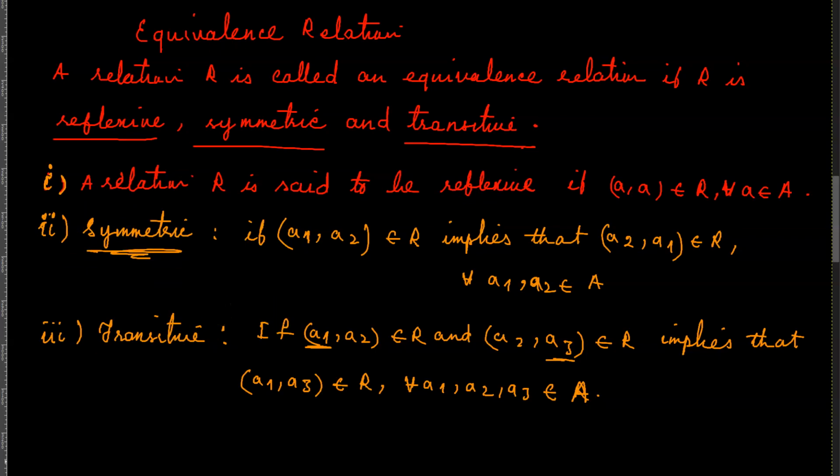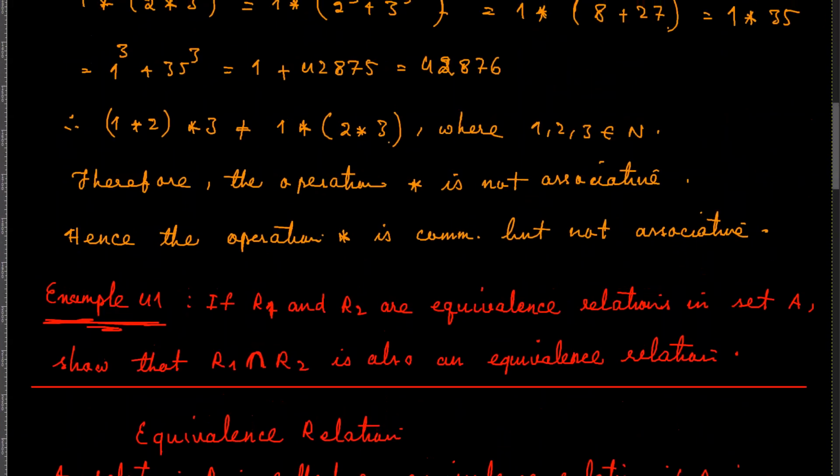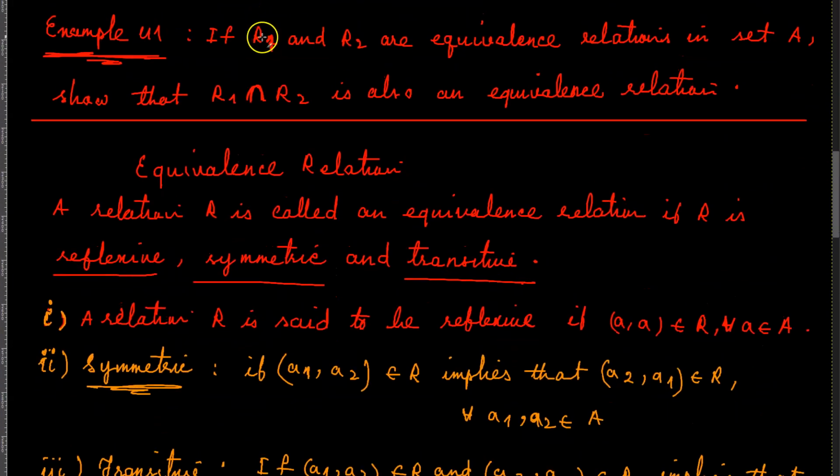Now, the question that we had here, which was page number 26, I suppose, was that we said that if R1 and R2 are equivalence relations in a set A, show that R1 intersection with R2 is also an equivalence relation, right?